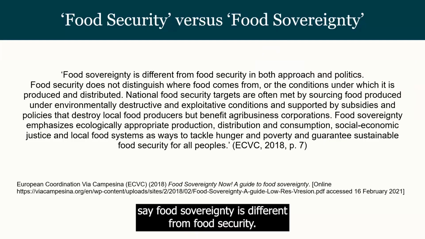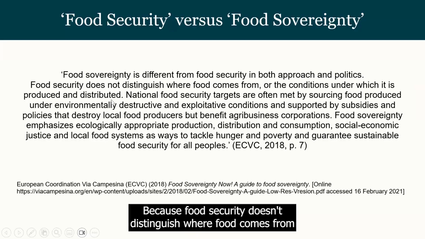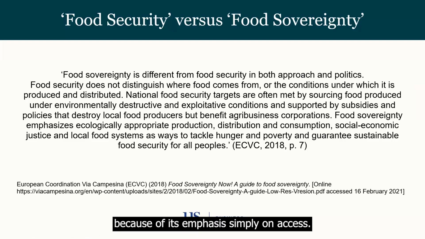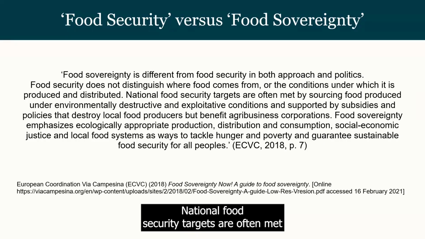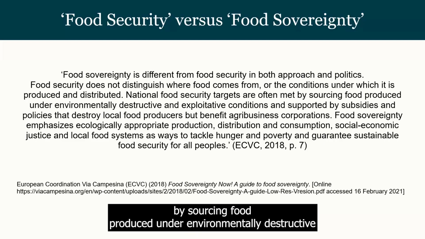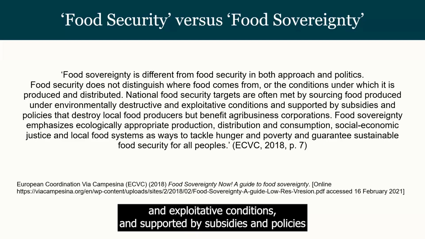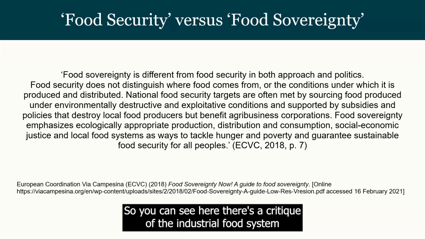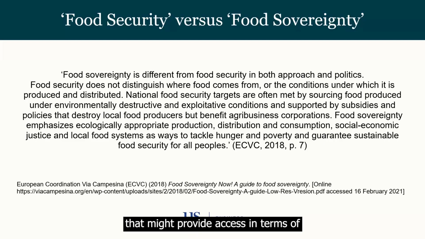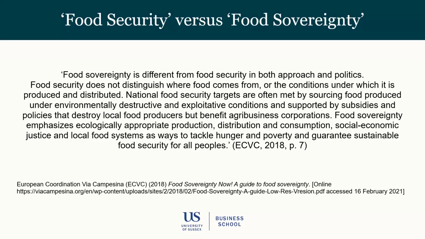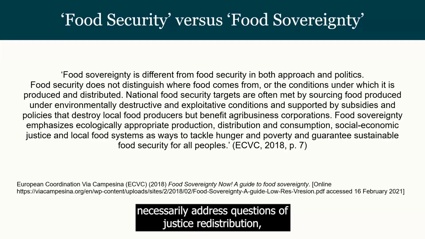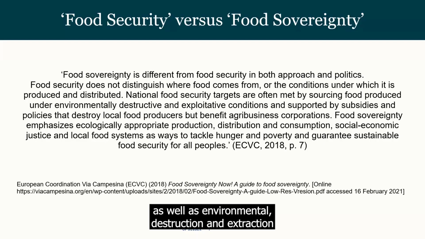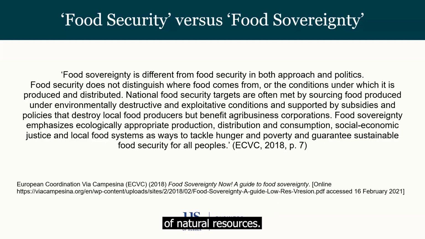La Via Campesina goes on to say food sovereignty is different from food security because food security does not distinguish where food comes from or the conditions under which it is produced and distributed because of its emphasis simply on access. National food security targets are often met by sourcing food produced under environmentally destructive and exploitative conditions, and supported by subsidies and policies that destroy local food producers, benefiting agribusiness corporations. So you can see here there's a critique of the industrial food system that might provide access in terms of the aggregate quantity of food produced globally, but does not necessarily address questions of justice, redistribution, as well as environmental destruction and extraction of natural resources.